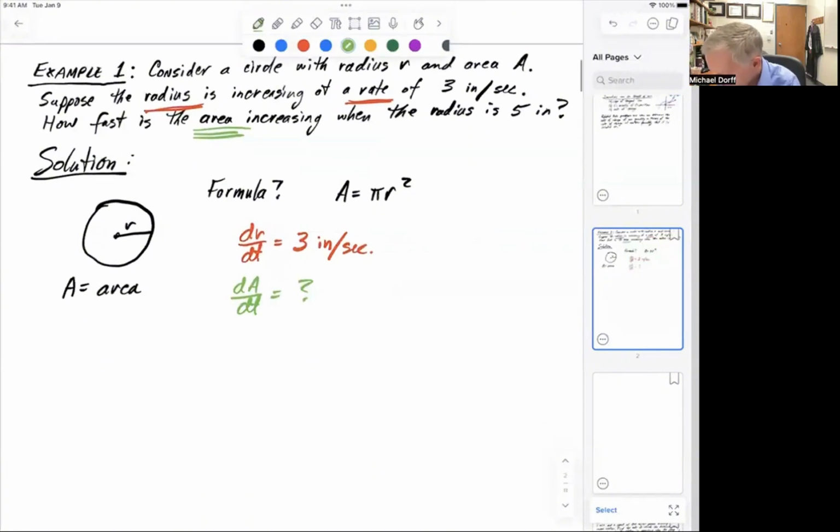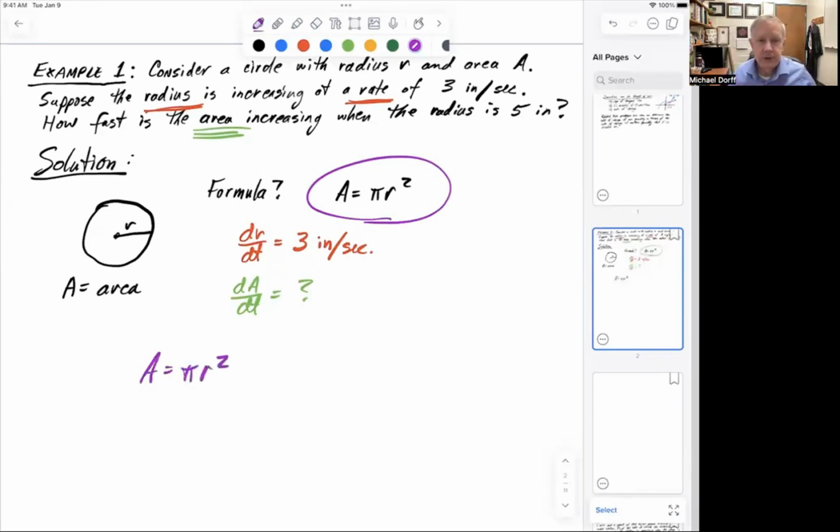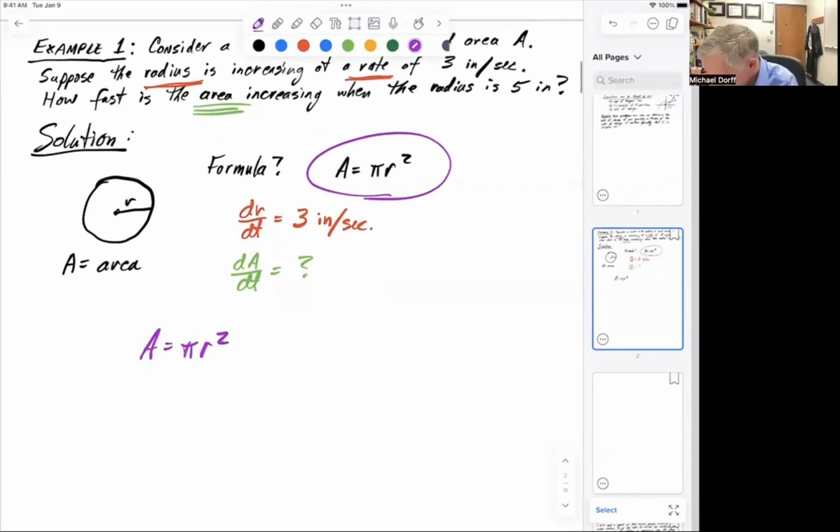So what are we going to do? Well, we're going to take our formula, area equals pi r squared. And because we have rates of change here, we're going to take the derivative, because one interpretation of what the derivative means is the rate of change. So when I do that, I'm going to do d/dt of A equals d/dt of pi r squared.